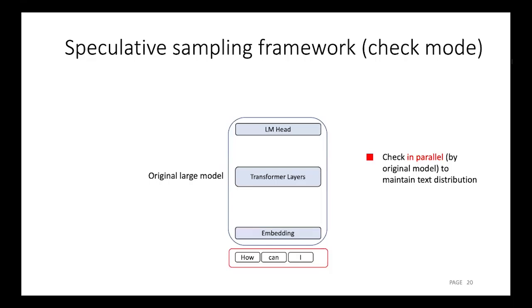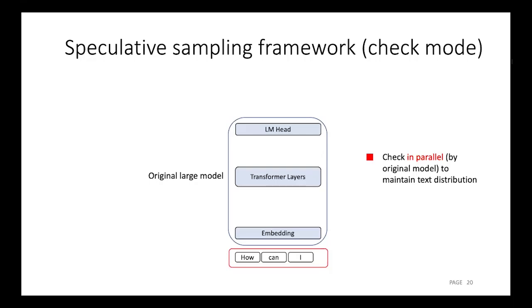The second mode is the check mode. Let's see, "how can I" is a sentence that is guessed by the tiny model. The blue layers here are the ultra large language model that we want to accelerate.